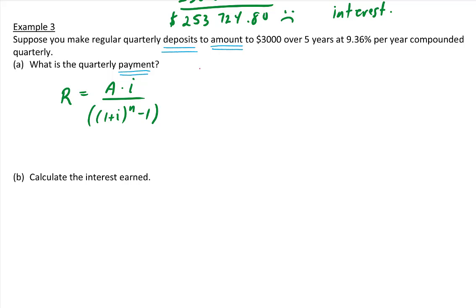Let's state our variables. So we need A, i, and n. Our final amount is $3,000. We're going to invest at 9.36%, compounded quarterly, so we need to divide by 4. And similarly, we're doing this for 5 years, so we're going to times it by 4 to get how many quarterly payments we need to make.